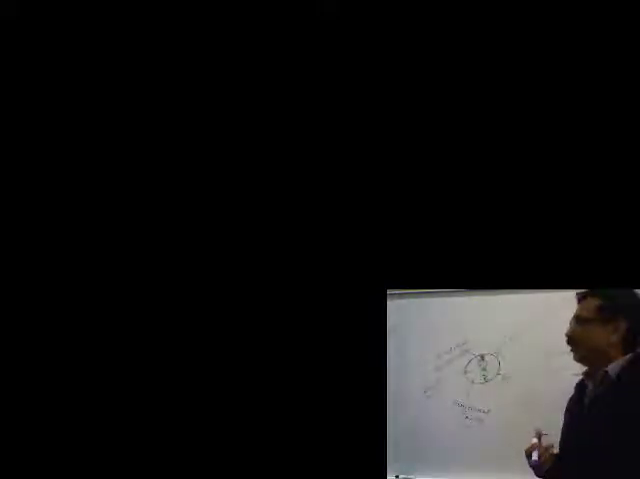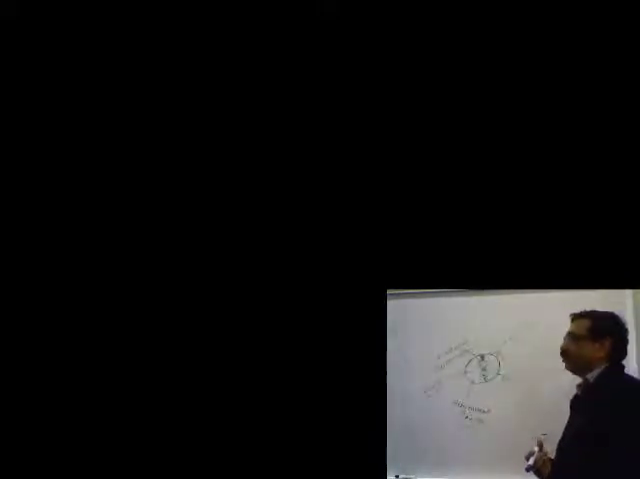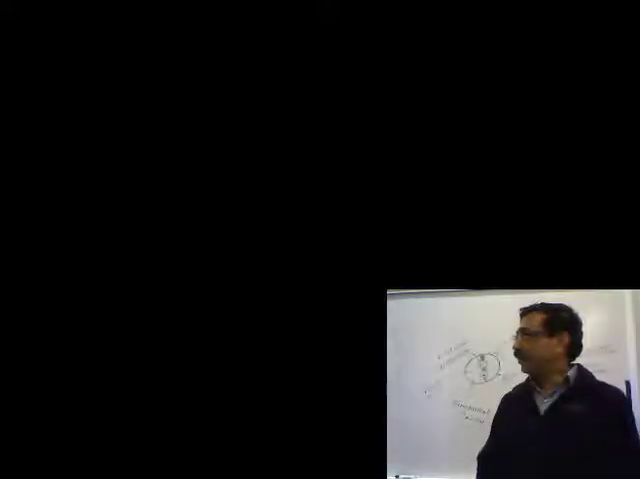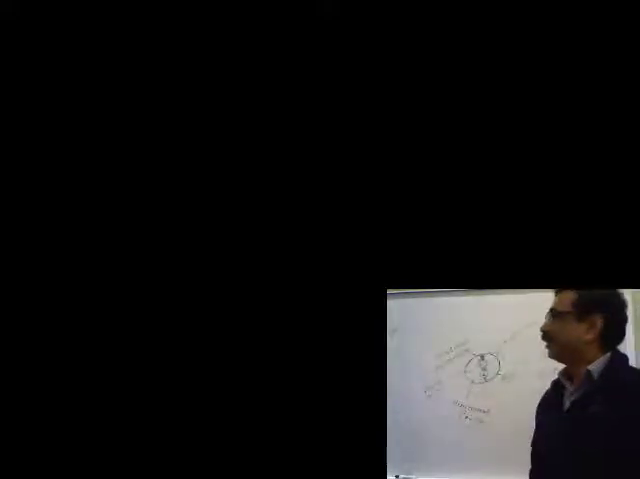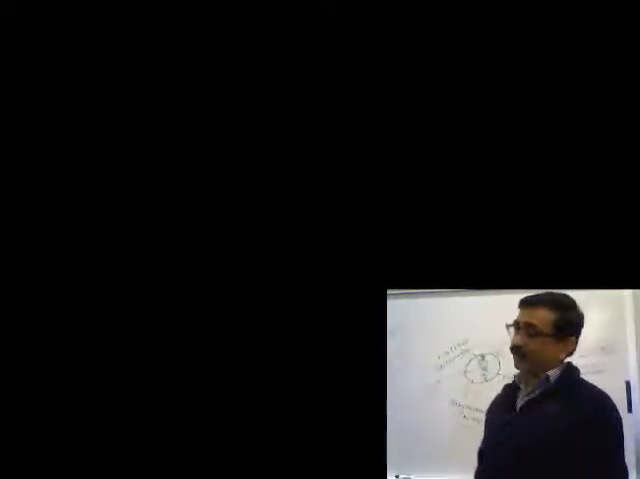In adult person, we have 32 permanent teeth: 8 incisors, 4 canines, 8 premolars, and 12 molars. So those are 4 different types of permanent teeth. Incisors 8, canines 4, premolars 8, and molars 12.